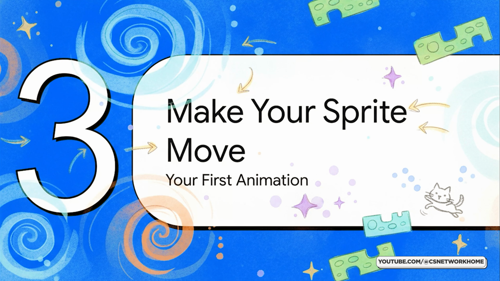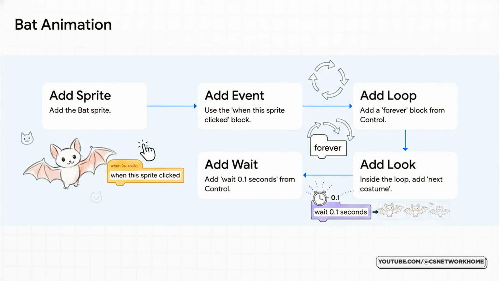Okay, theory is great, but let's be honest. We want to make something happen. So let's get our hands dirty. We are going to create your very first animation, and it only takes 5 simple steps. So we'll start by adding a bat sprite. For our trigger, our event, we'll use the When This Sprite Clicked block. Then we'll wrap our action inside a forever loop, so it just keeps going.